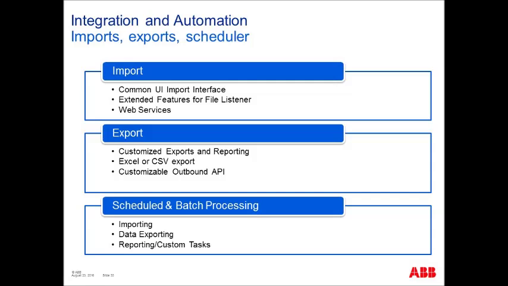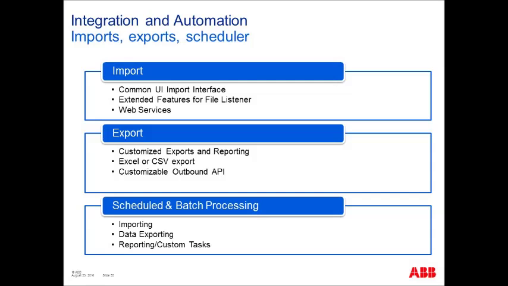For export, you have customizable exports and reporting, which we've just gone over in detail, as well as the CSV and Excel export from all those pages. And then you also have the customizable outbound API. The same mechanism we use to create the report can also be used to create an XML outbound API, so you can select which columns or fields are important to you and have those go out to any outbound system you're interacting with.